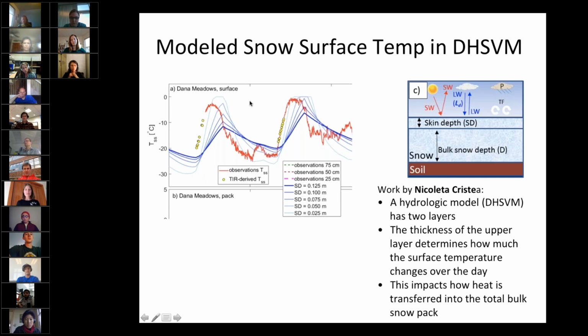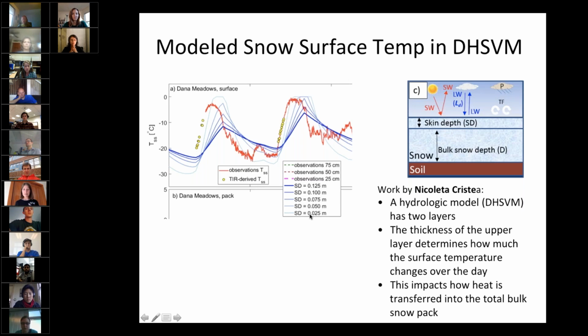So what you see here is this skin depth, SD, that's the surface layer. She is varying it from 0.125 meters, that's 12.5 centimeters, down to 0.025 meters, so 2.5 centimeters. And looking at just how the surface temperature changes over the course of a day, and comparing that with observations. So the first thing you can see is everything looks slightly offset, and that's because the observations are instantaneous and the model is outputting at the end of the time step.